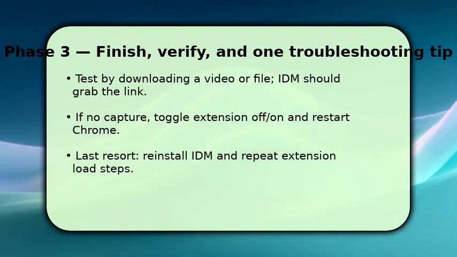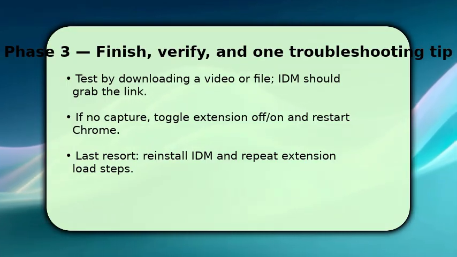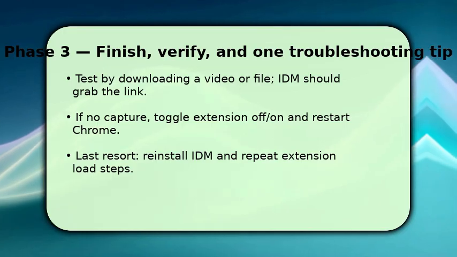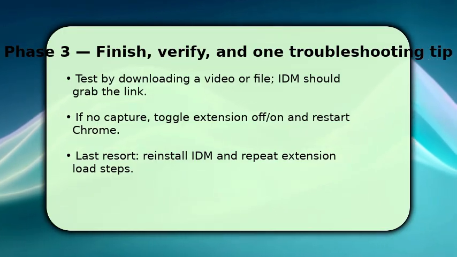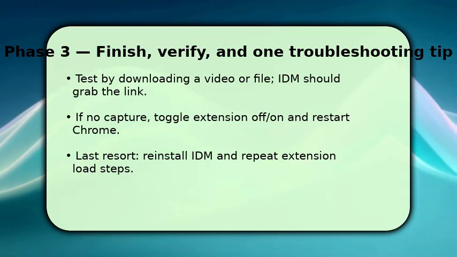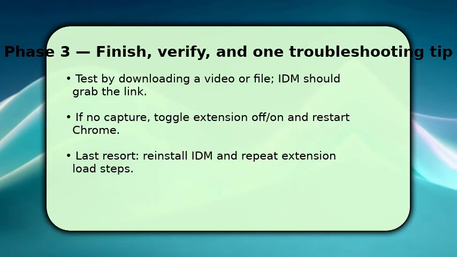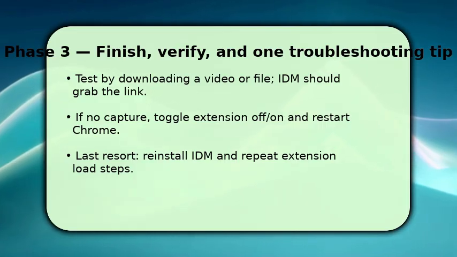Finish by testing with a common download. Play a video or click a direct file link. IDM should display the download dialog. If it doesn't, make sure the extension is enabled, then toggle it off and on and restart Chrome. This often reestablishes the connection. If problems persist, reinstall IDM and reload the unpacked extension.